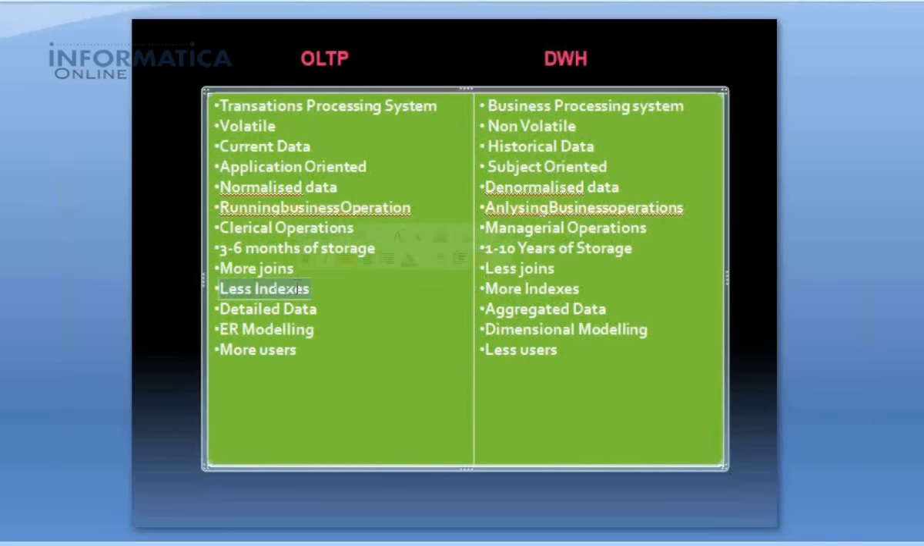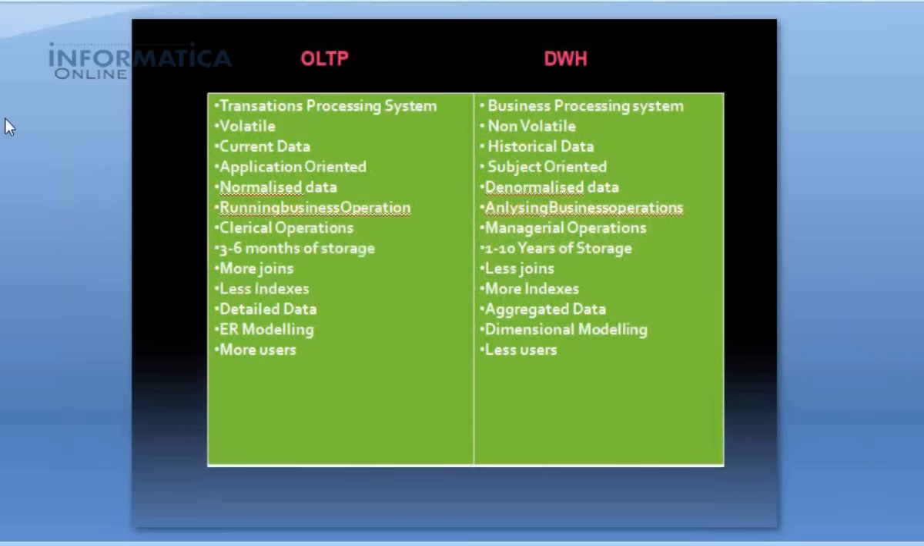Fewer indexes are used in the OLTP, and when it comes to the OLAP system, more indexes are used. Why more indexes? Because the main purpose of the OLAP system is to allow reports to be generated.